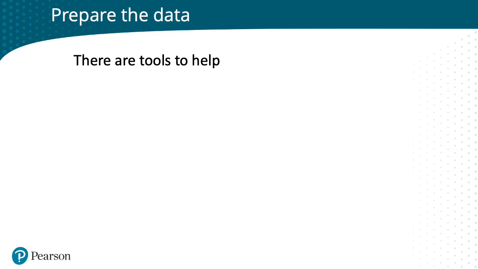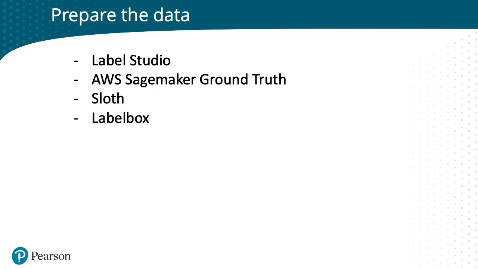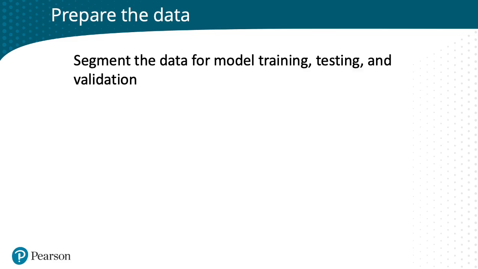But again, there are tools that can help us with this manual labeling process. There's Label Studio. Again, we have some AWS tools. There's Sloth and Labelbox. These are just a few of the tools you have available that can help speed up this process of labeling your data. Once you have everything labeled, we're getting even closer to the part where you can start training your models, and we need to segment our data.